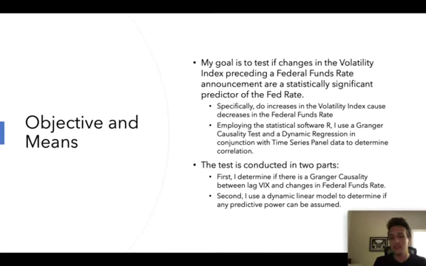The test is going to consist of two parts. First, I determine if there is a Granger causality between lag VIX and changes in the federal funds rate. And second, I will apply it in a dynamic linear model to determine if any predictive power can be assumed.